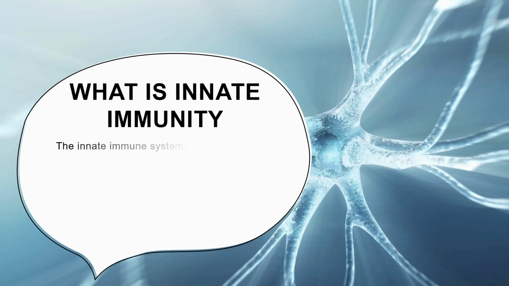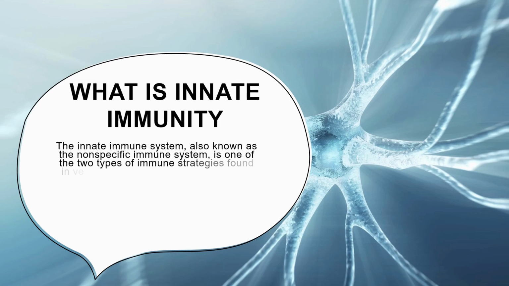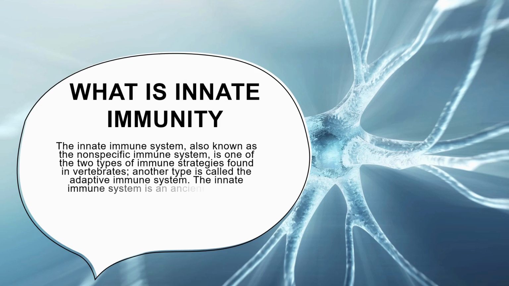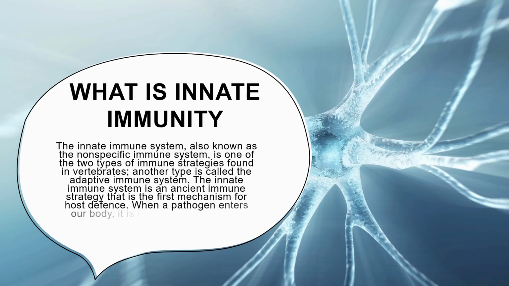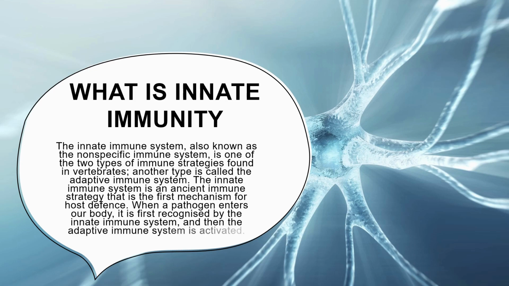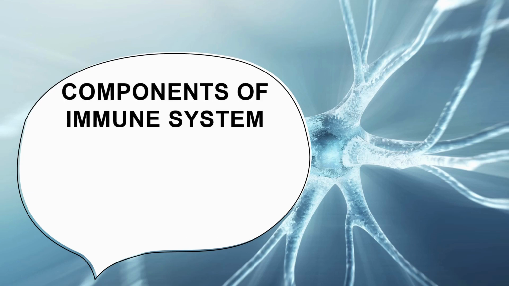The innate immune system, also known as the nonspecific immune system, is one of the two types of immune strategies found in vertebrates. Another type is called the adaptive immune system. The innate immune system is an ancient immune strategy that is the first mechanism for host defense. When a pathogen enters our body, it is first recognized by the innate immune system, and then the adaptive immune system is activated. Now I will discuss components of the innate immune system.